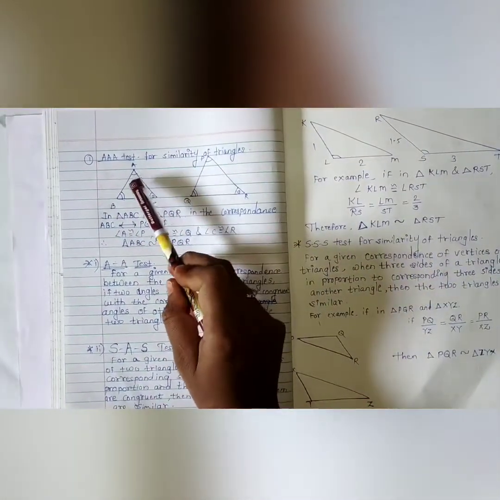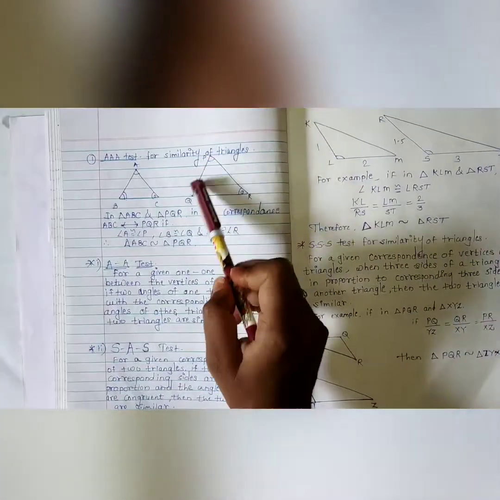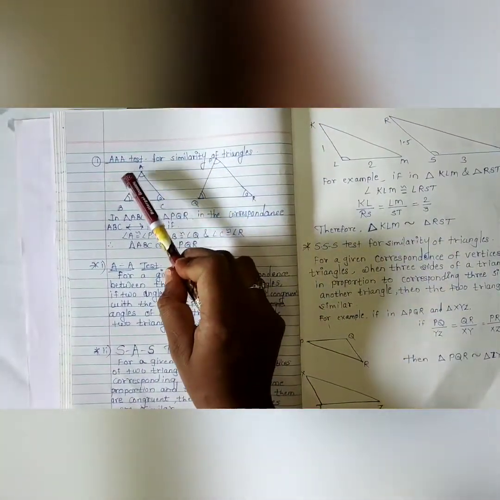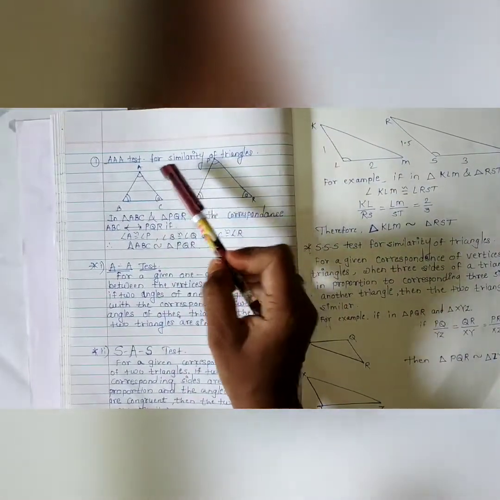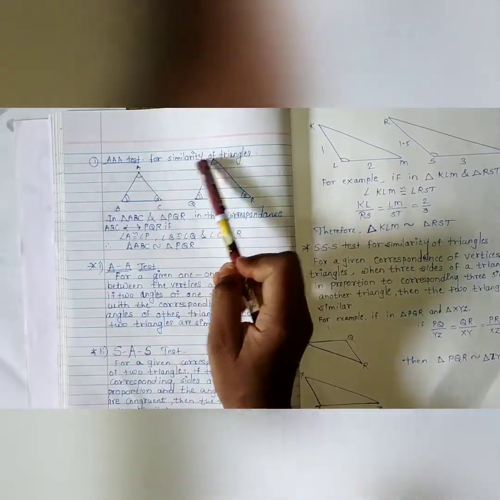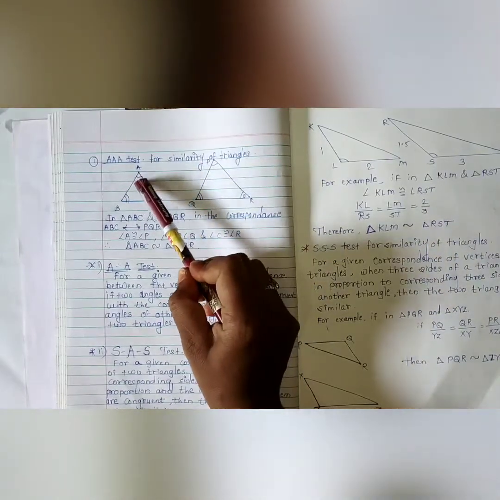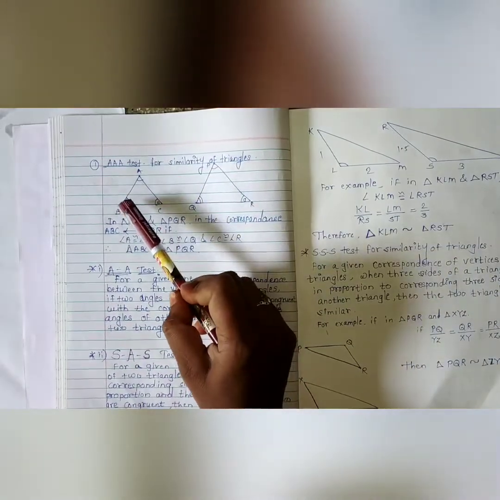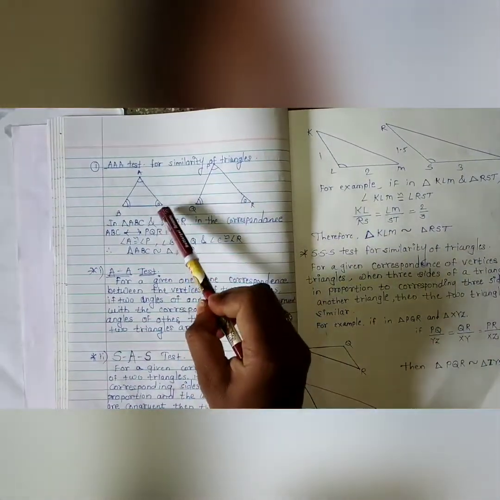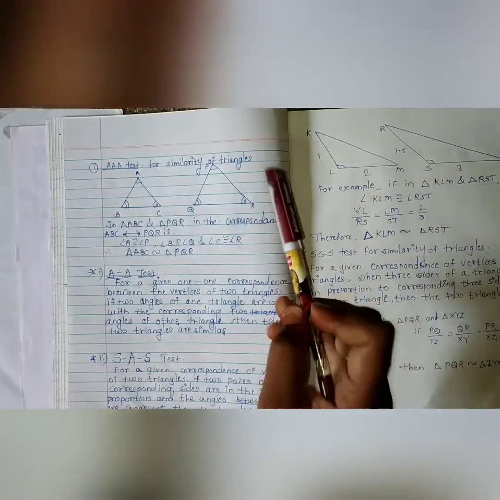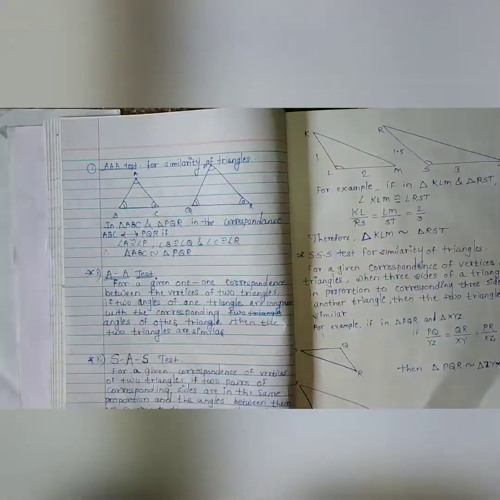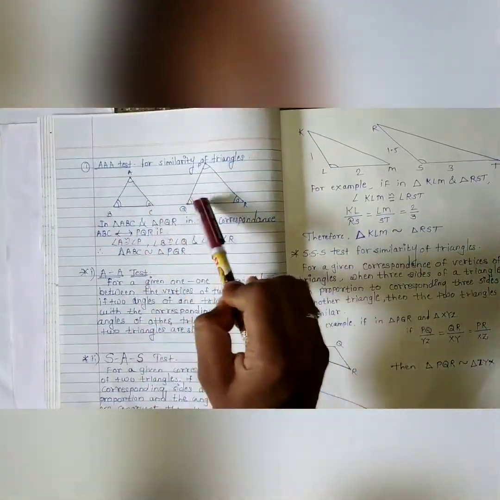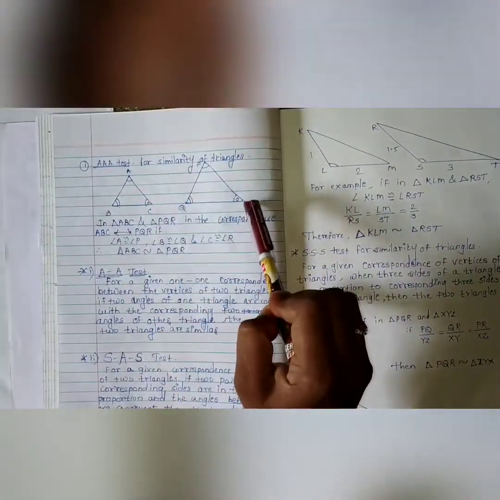These are two triangles: the first is triangle ABC and the second is triangle PQR. Two triangles are similar by the AAA test if and only if corresponding angles of the two triangles are congruent, meaning the corresponding angle of A is angle P, of B is angle Q, and of C is angle R. Therefore, triangle ABC is similar to triangle PQR if angle A is congruent to angle P, angle B to angle Q, angle C to angle R.